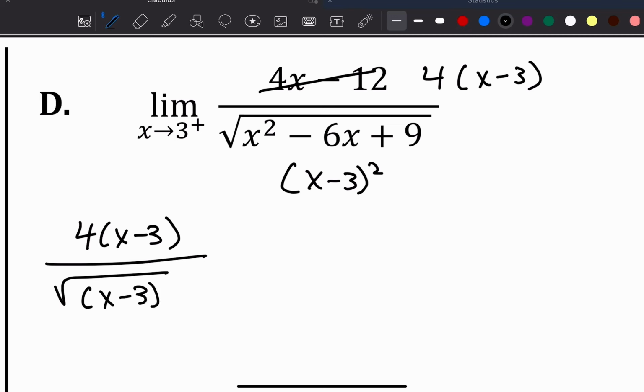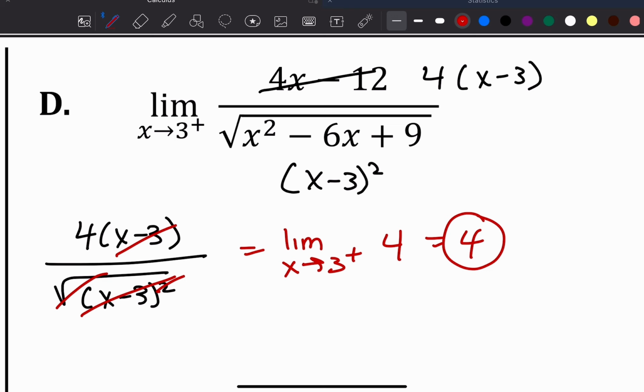Okay, so knowing that, if I have 4 times x minus 3 divided by the square root of x minus 3 squared, the square root and the square are going to cancel, and the x minus 3's are going to cancel, which means that the limit as x approaches 3 from the positive side is just going to equal 4. Because what happened here is everything ended up canceling out, and we are just left with the constant function 4. Which means that the limit of anything that x is going to approach is always going to be 4, since 4 is constant.